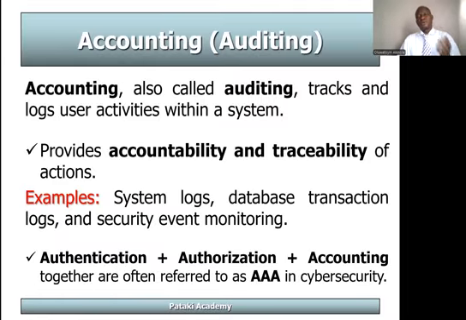Accounting, the third one, also known as auditing, is to track and log user activity within the system. This provides accountability and traceability of actions. Examples are your system login, your database transaction log, and security event monitoring. So, authentication plus authorization plus accounting together are often referred to as AAA in cybersecurity.